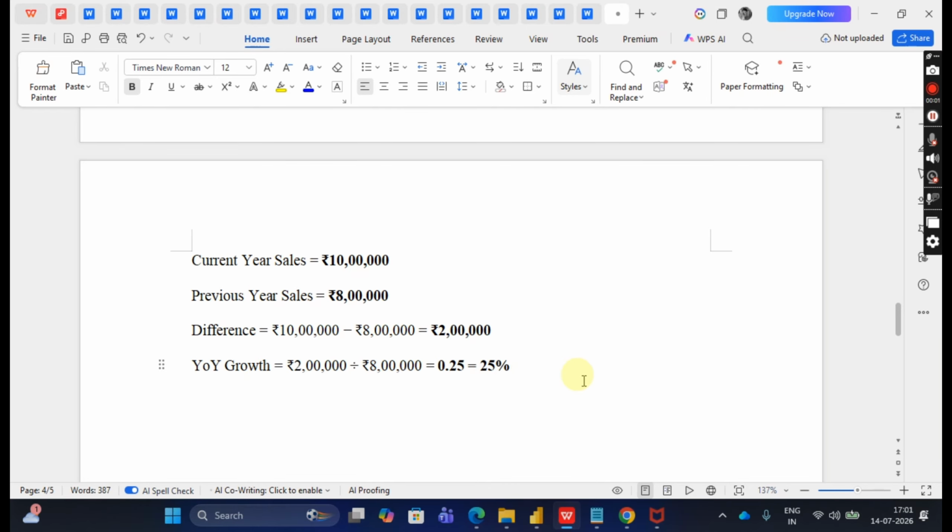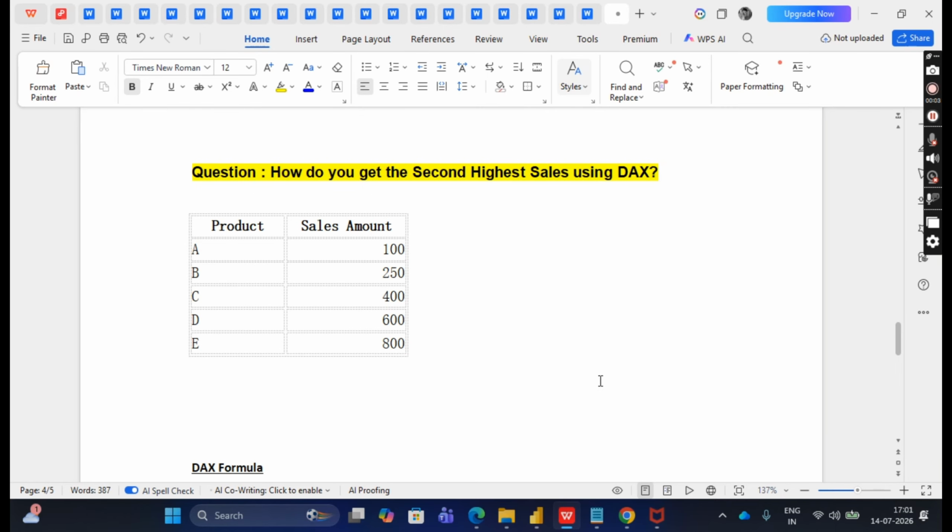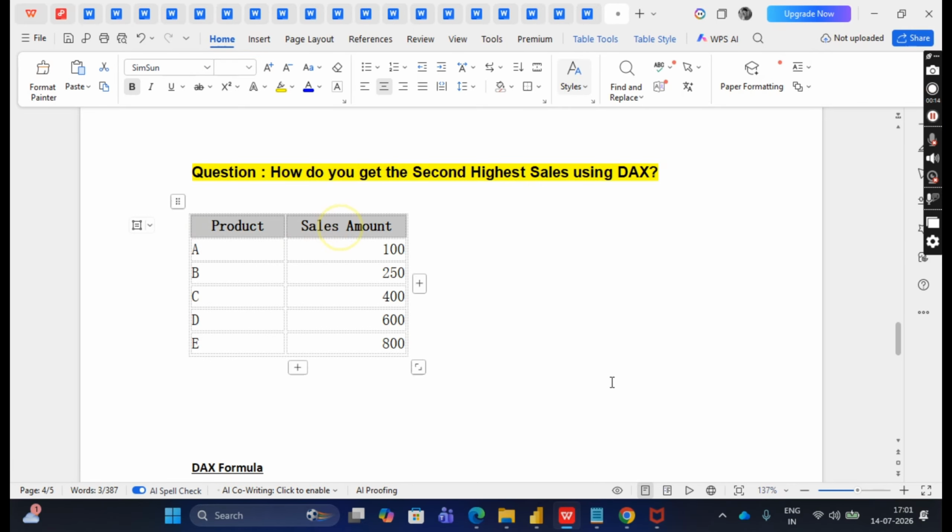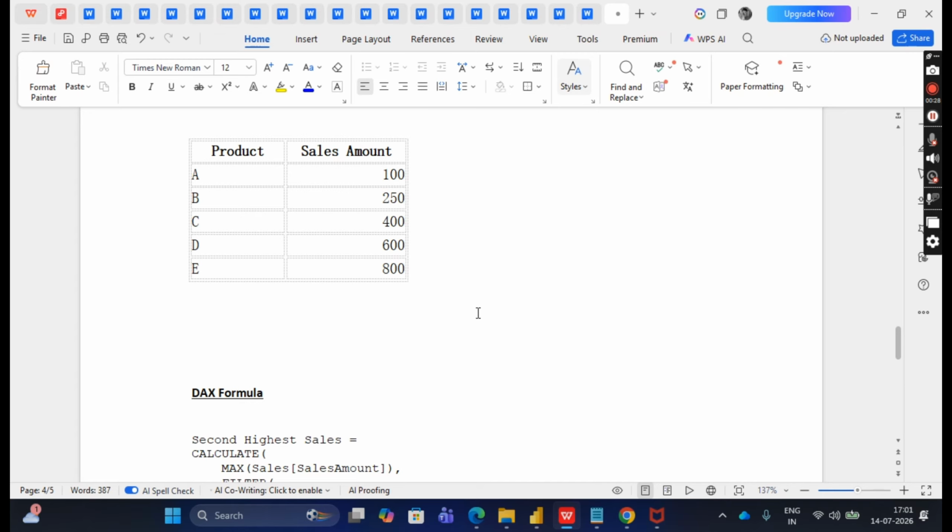So coming to the next question: how will you get the second highest sales using DAX? The interviewer wants us to find the second highest sales from the sales table. Suppose our sales table consists of products and the sales amount for each product. From this table we need to find the second highest sales, which is 600. So let's understand the DAX code.